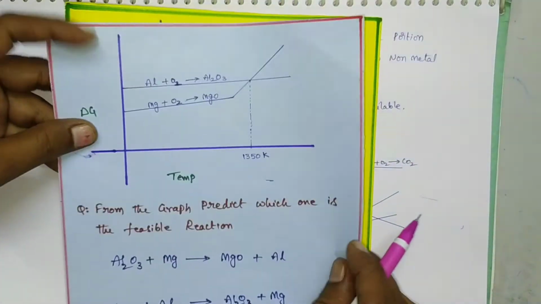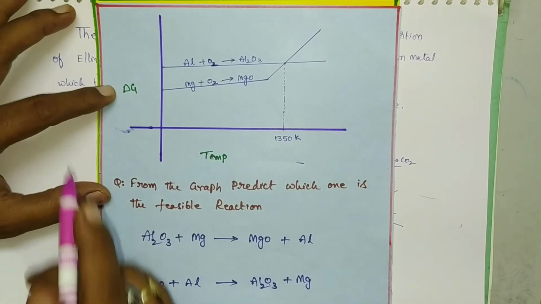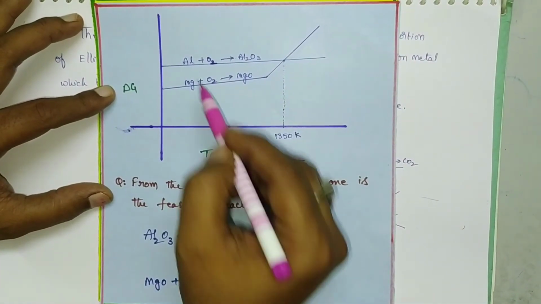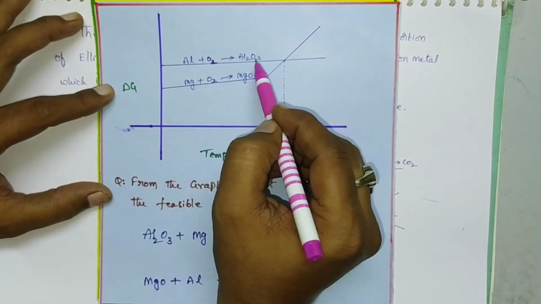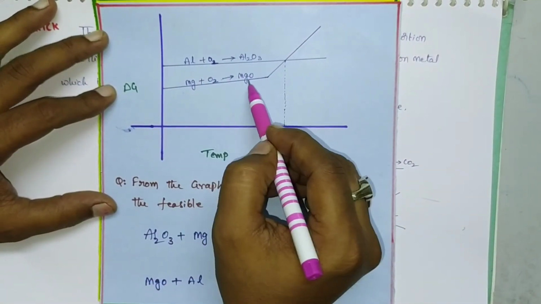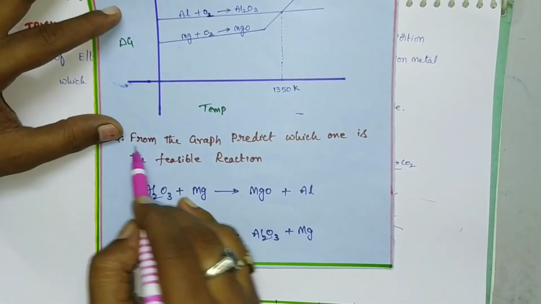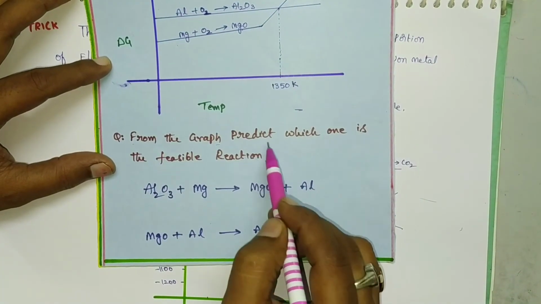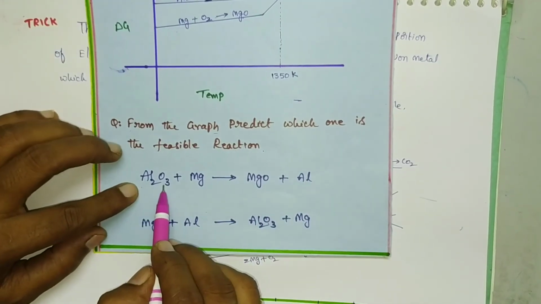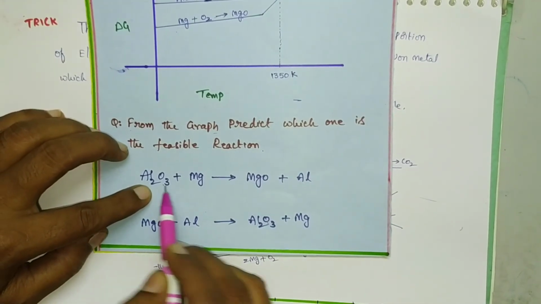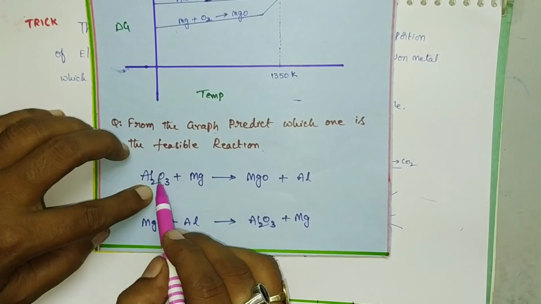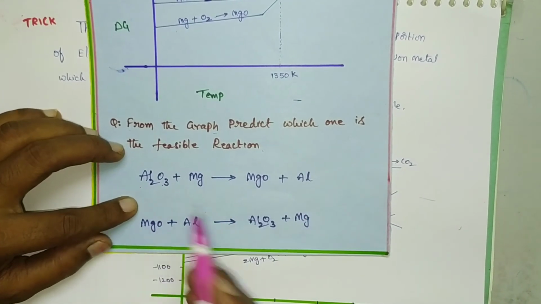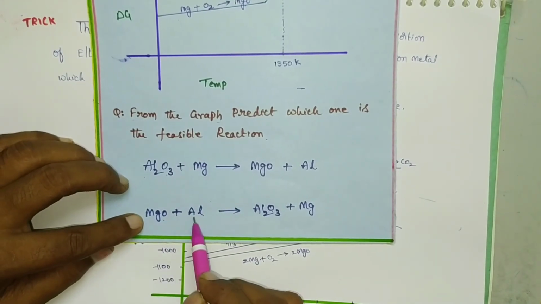Okay, consider another example. So here he gave the variation of Gibbs free energy with temperature. So for two reactions, one is the formation of aluminum oxide, other one is formation of magnesium oxide. So from the graph, predict which one is the most feasible reaction. Here aluminum oxide is reduced by using magnesium. It converts into magnesium oxide and aluminum. So the reverse process, magnesium oxide is reduced by using aluminum.